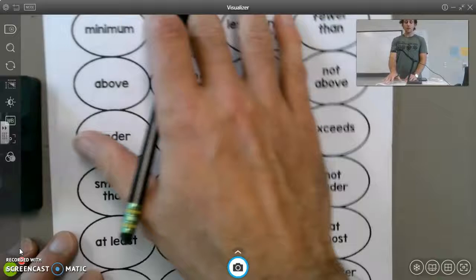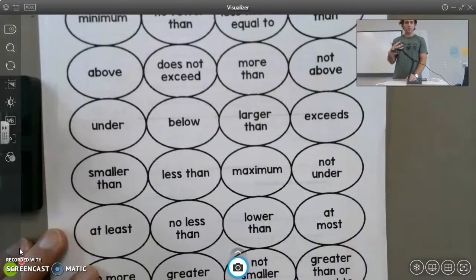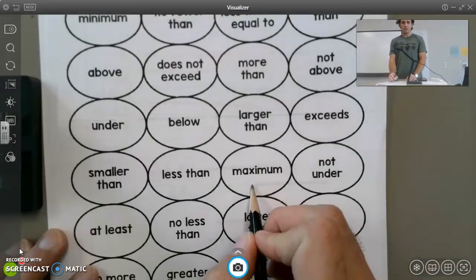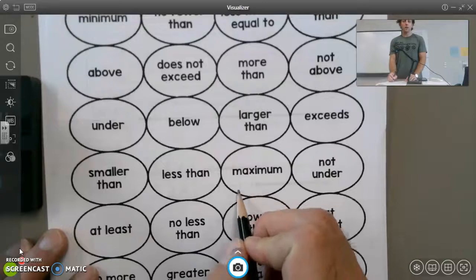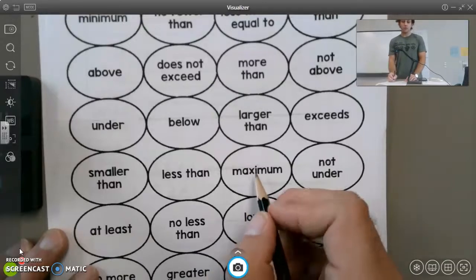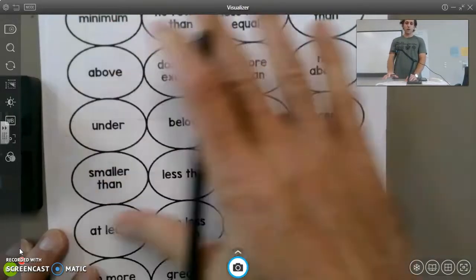You can actually color them in if you've got some colored pencils. And then just ask yourself the three questions that I asked earlier. If something is a maximum, could it be less than the maximum? Yes. Could it be equal to the maximum? Yes. Could it be more than the maximum? No. So it could be less than or equal to. You're going to do that for all of these.